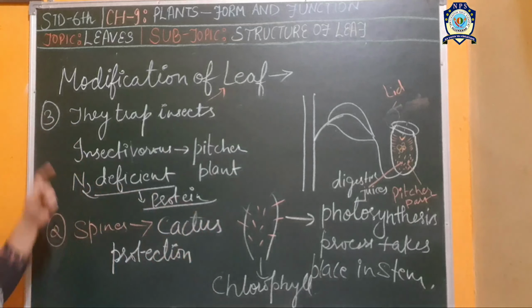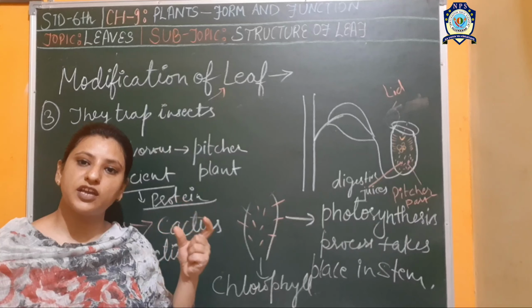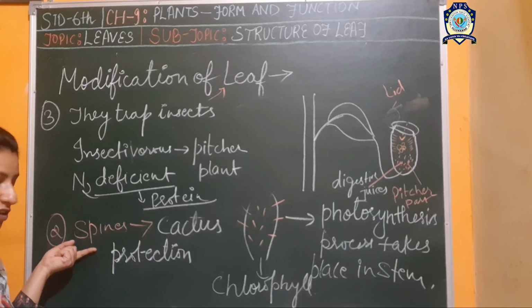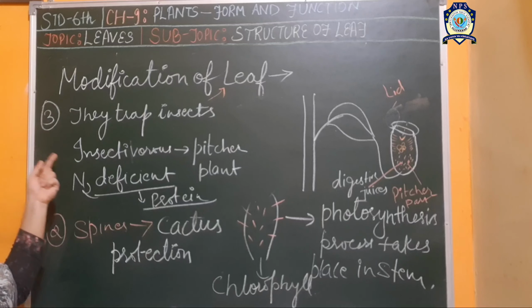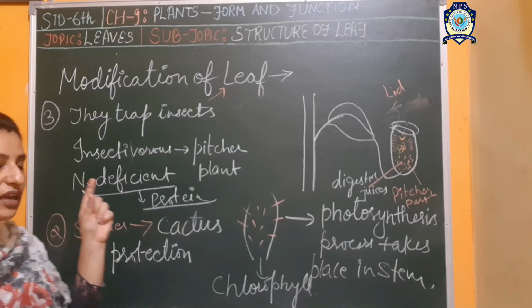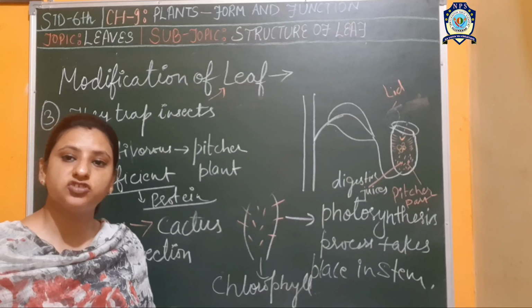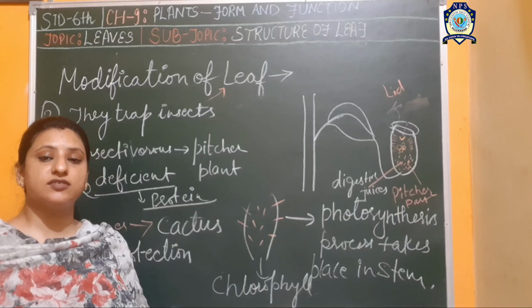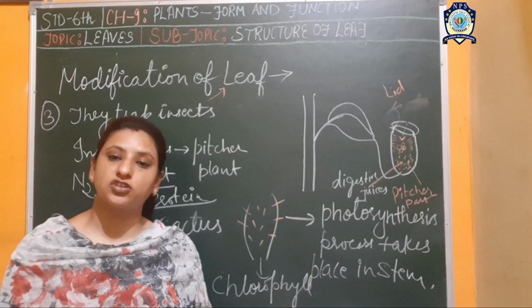So these are the three modifications. First we have discussed the modification in the form of stem tendril. Second, we have discussed the modification in the form of spines, which is just for protection, and third is the modification to eat insects. So this is all about the topic of the leaf. We have discussed the structure of leaf, the types of venation, then the modification of the leaves, and in our next video we will discuss the structure of the flower.